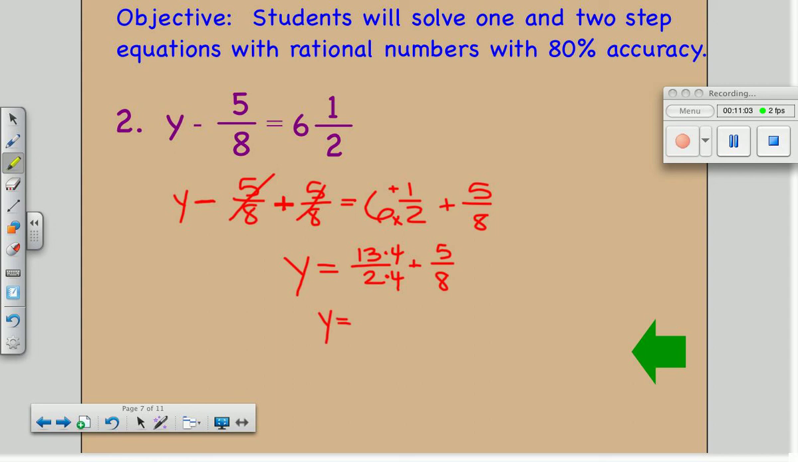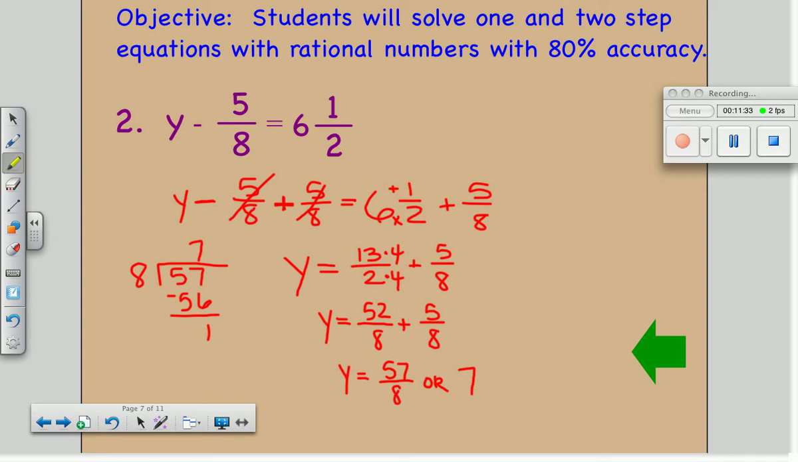13 times 4 is 52. And 2 times 4 is 8. And we're adding 5/8 to it. 52 plus 5 is 57 over 8. Or, if I want to change this into a mixed number, I divide 8 into 57. 7 times 8 is 56. Subtract, 1 left over. So it goes into 57 7 times. 1 is my remainder. And I use the same denominator that I have here of 8. 7 1/8.